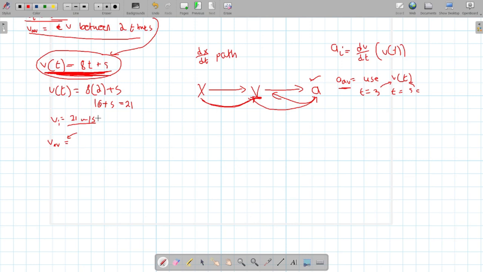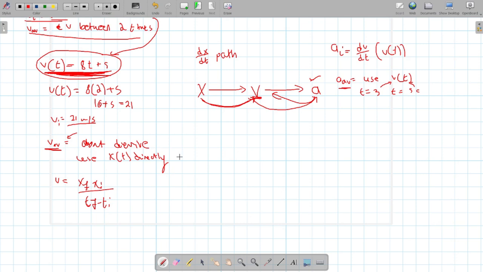You can't just derive. To find the average velocity, don't derive. You have to use x(t) directly. What do I mean? When I'm looking for velocity, velocity is x final minus x initial over time final minus time initial.